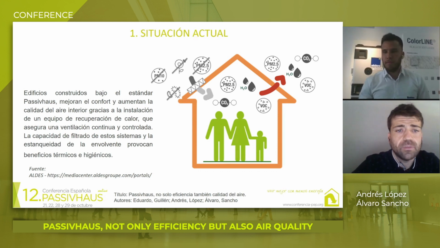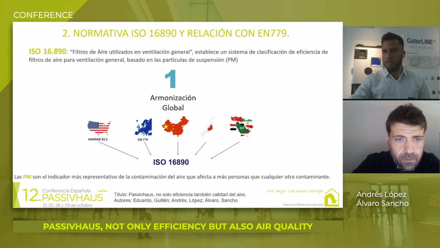For all of these reasons, and with a Passivhaus certified building, we can establish barriers to contaminants. One way is using a filter, continuous ventilation, which will prevent the entry of all exterior contaminants.